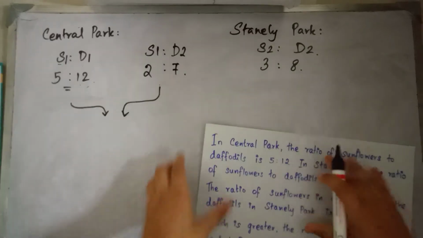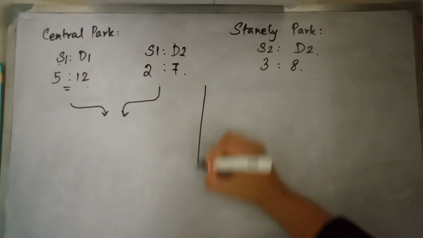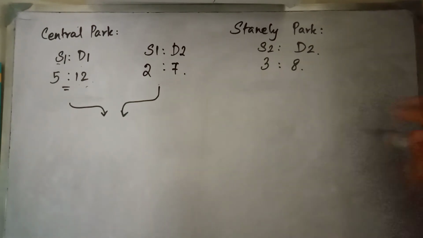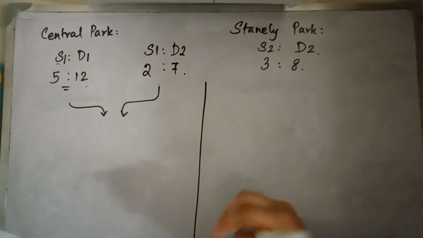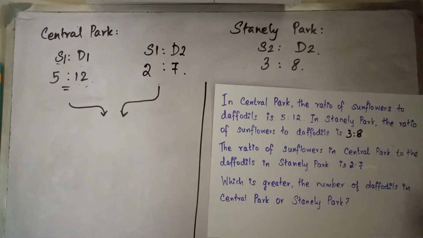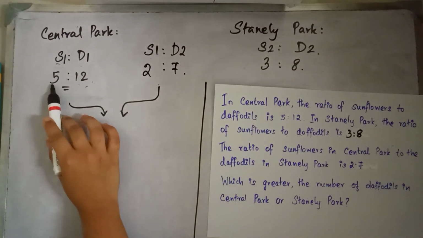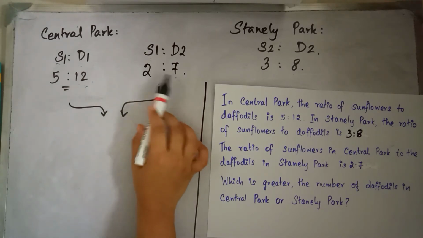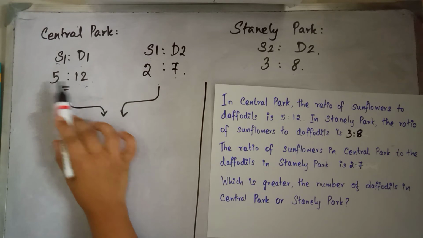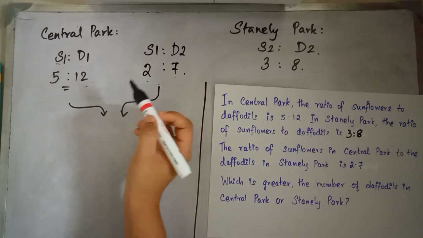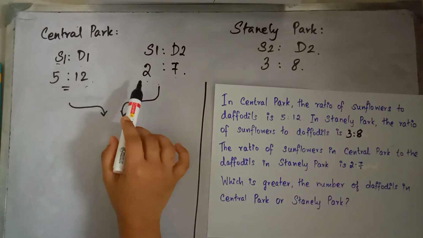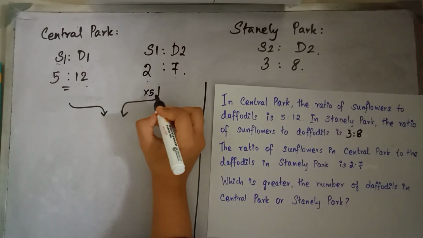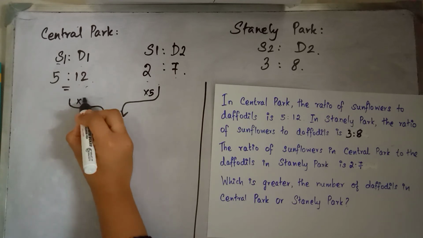So let's compare these two ratios first. We have 5:12 and 2:7. What is the common factor here? S1. Here it's 5 and here it's 2. So the common multiple of 5 and 2 is 10. So let's multiply this ratio by 2 and this ratio by 5.